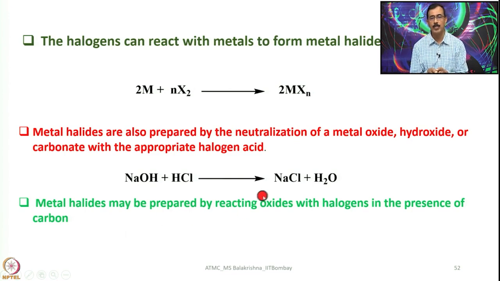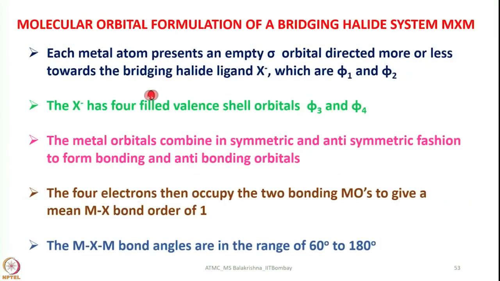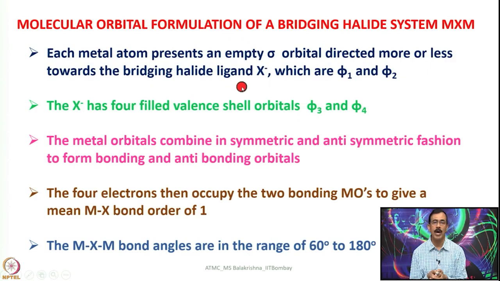Metal halides may also be prepared by reacting metal oxides with halogen at high temperature using carbon. Then when we look into the molecular orbital diagrams for explaining metal to halogen bond formation, whether terminal bond or bridging bond, you can see here each metal atom presents an empty sigma orbital directed more or less towards the bridging halide ligand X minus, whose wave functions are phi 1 and phi 2, and halides have 4 filled valence shell orbitals.